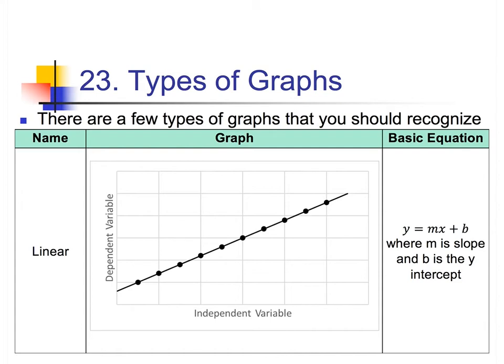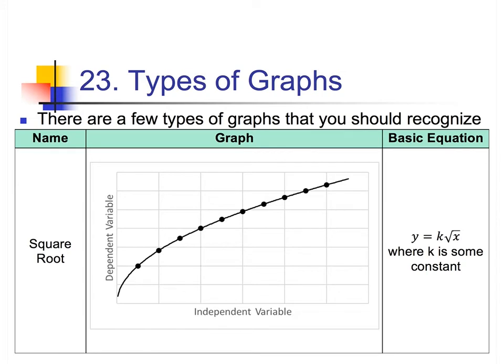There are about 4 that you should recognize right off the bat. There are others, obviously, that exist in the world, but there's 4 pretty common ones that you should be familiar with. So the first is just a linear relationship. That's the easiest one to recognize. Its equation is y equals mx plus b, where m's the slope and b is the y-intercept. So that's the first basic graph that you should recognize.